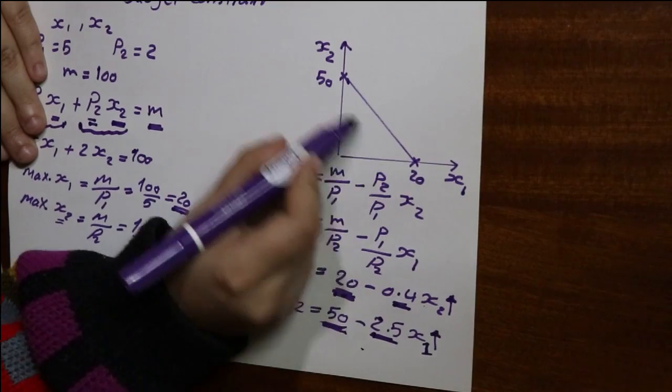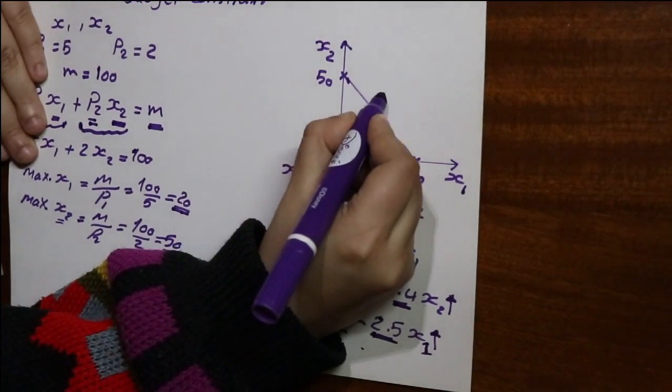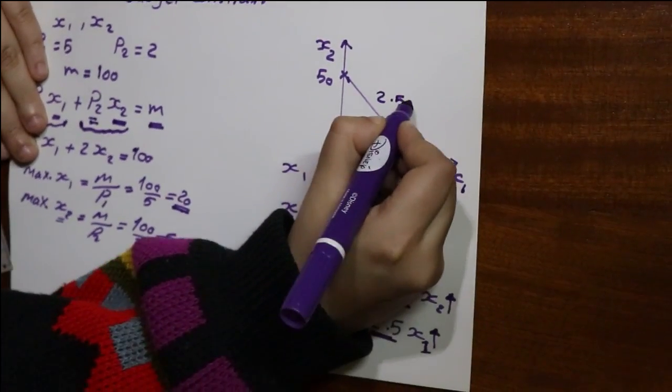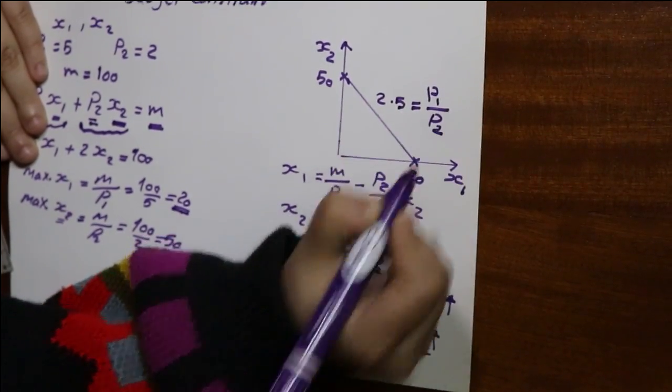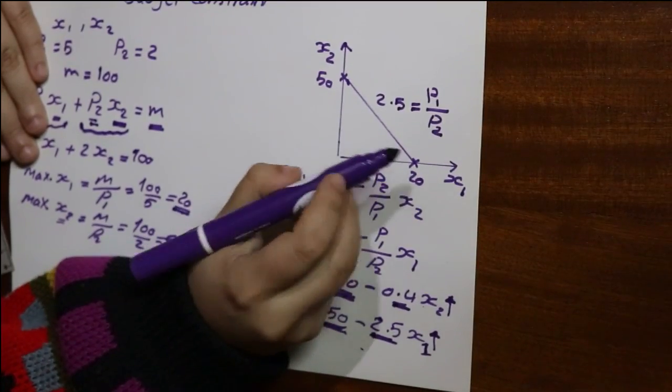So the slope of the budget line here equals 2.5, which equals b1 over b2. This is the slope of the budget line.